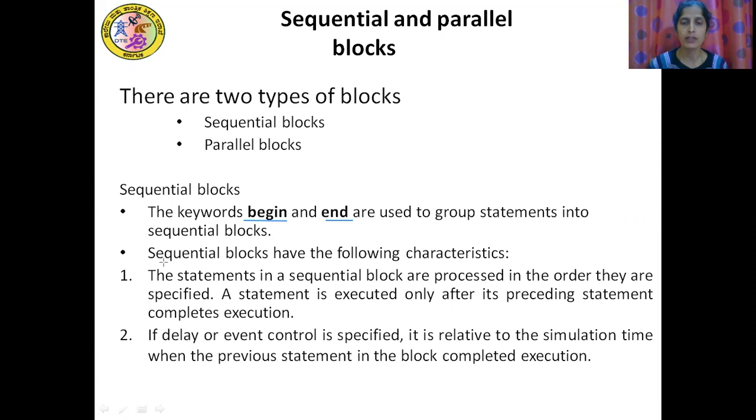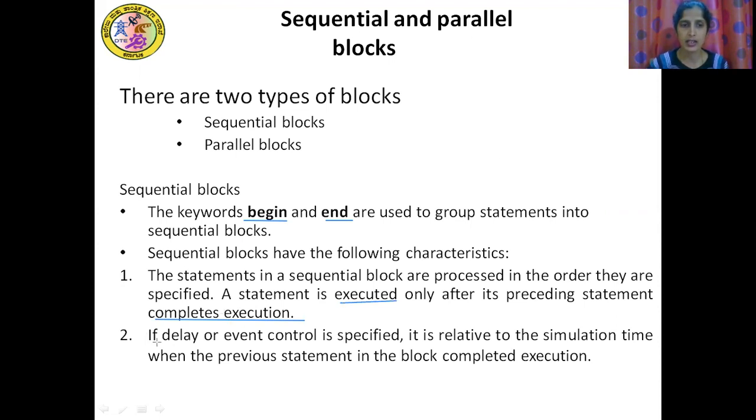Sequential blocks have the following characteristics. The statements in a sequential block are processed in the order they are specified. That is, the statements are executed in the order in which they are specified in the block. A statement is executed only after its preceding statement completes its execution. Until and unless the preceding statement completes its execution, the next statement cannot be executed.